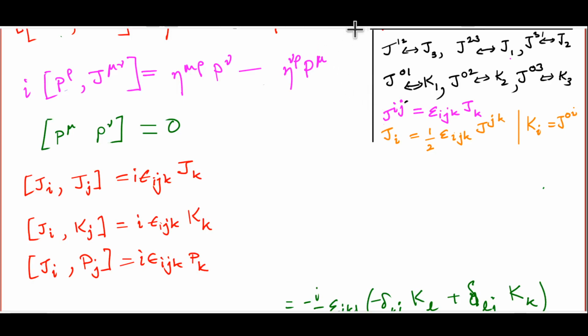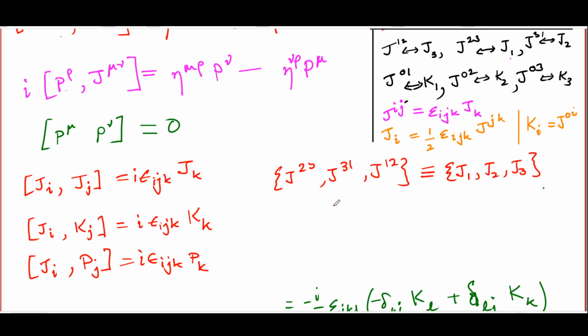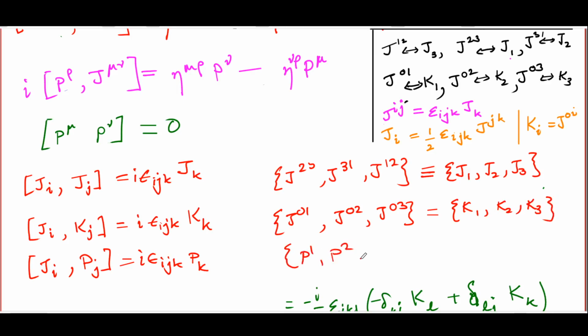After all, these three sets J1, J2, J3 (J23, J31, J12), which is of course nothing but our J1, J2, J3, J01, J02, J03, which of course is nothing but our K1, K2, K3, and finally P1, P2, P3, the three spatial parts of the four vector capital P mu, P lower 1, P lower 2, P lower 3. They all are examples of what are called vector operators.